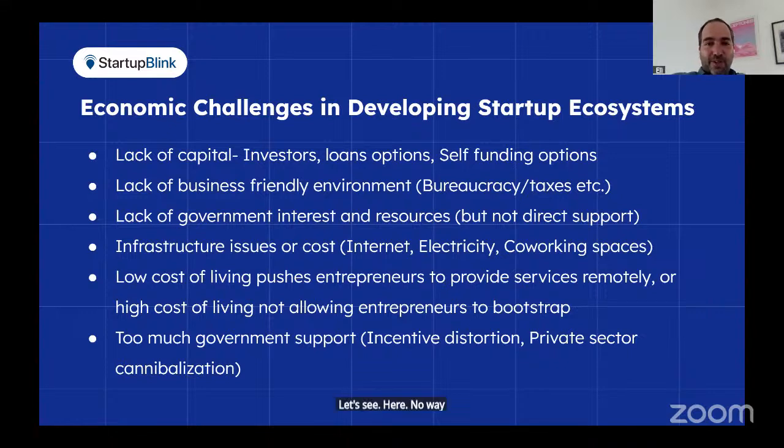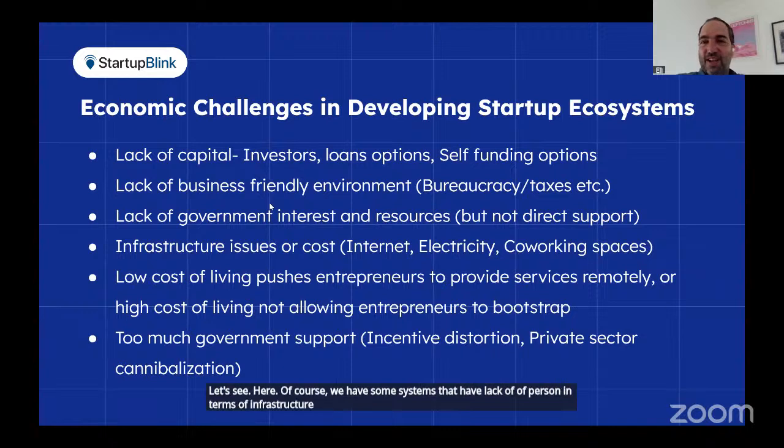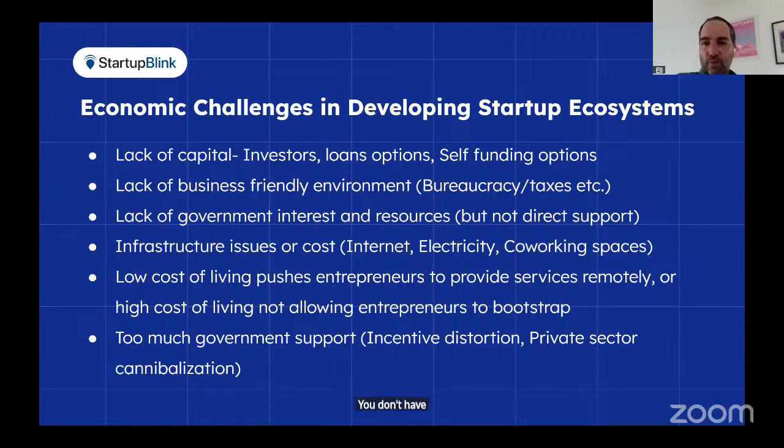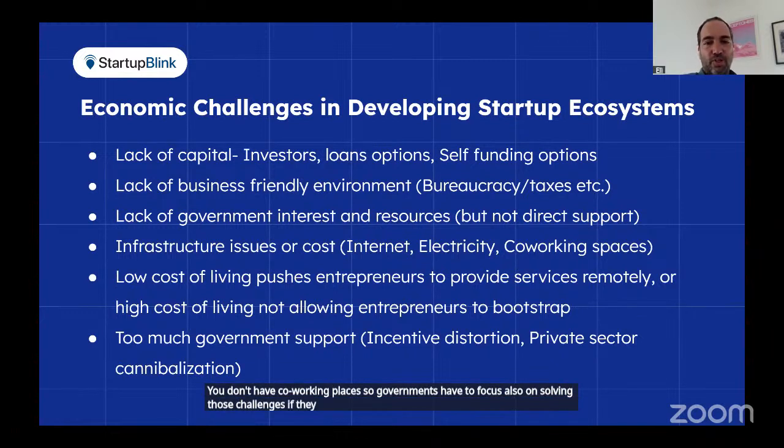Of course, we have some systems that have a lack of resources in terms of infrastructure, in Africa and so on. In some of the areas that we work with, internet is almost unavailable. Electricity always keeps on shutting down, and you don't have co-working spaces. So governments have to focus also on solving those challenges if they have infrastructure challenges.